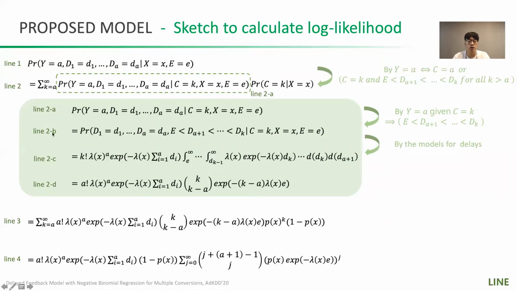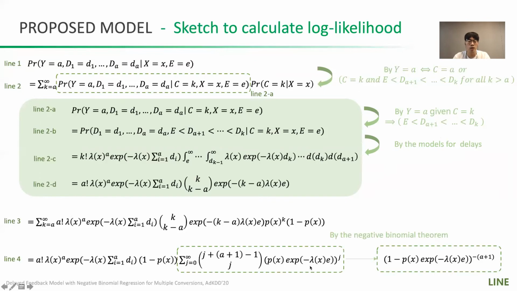Line 2-B is re-expressed by the only variable D. So using the PDF of delays, we can calculate the value like line 2-C. In line 3, you can notice we have to deal with an infinite sum, but it is simplified by the negative binomial theorem. This is one of the key parts of our model because it makes the model easy to deploy and with low latency.